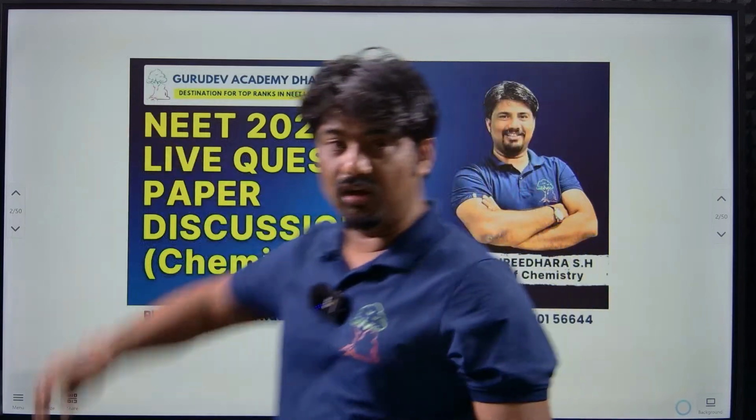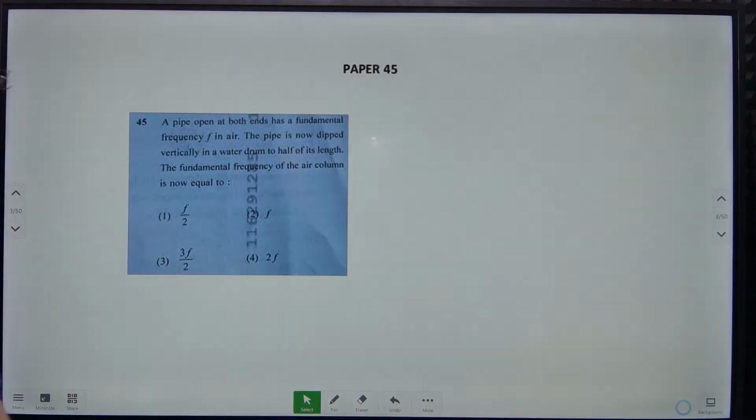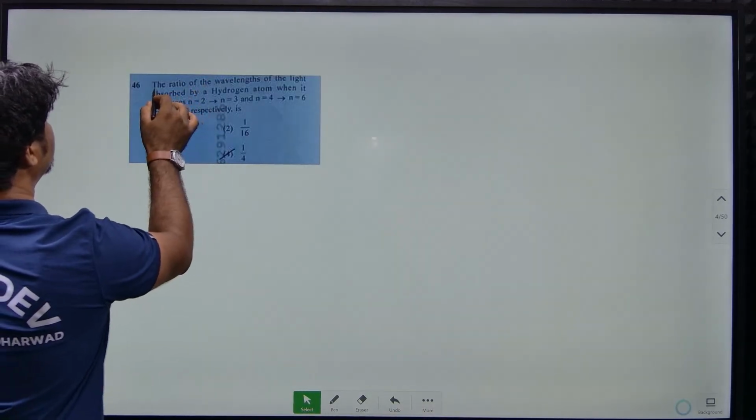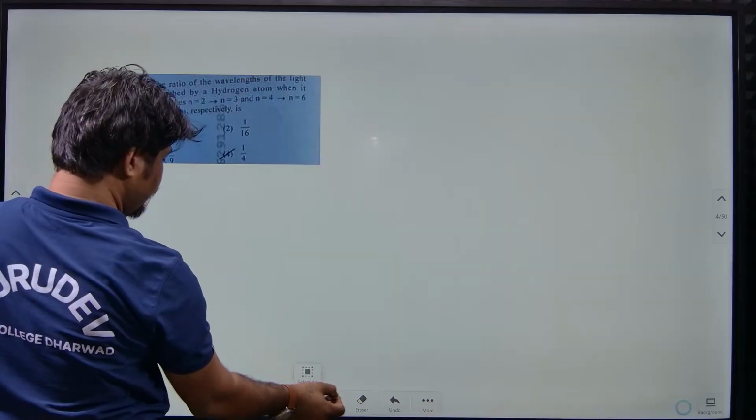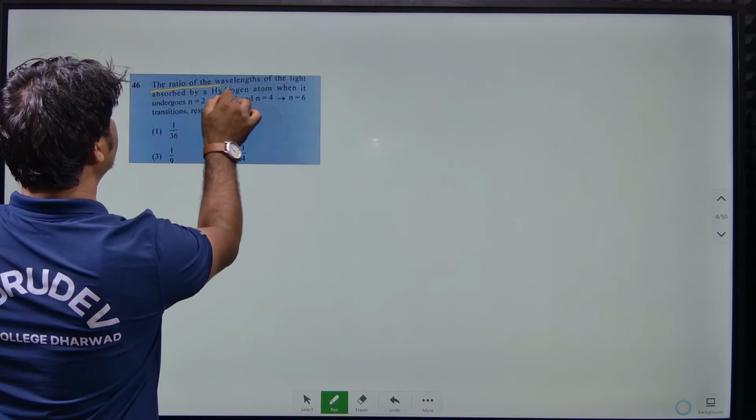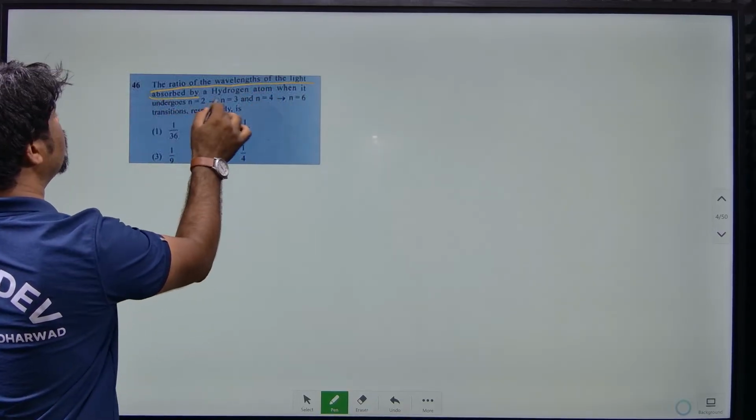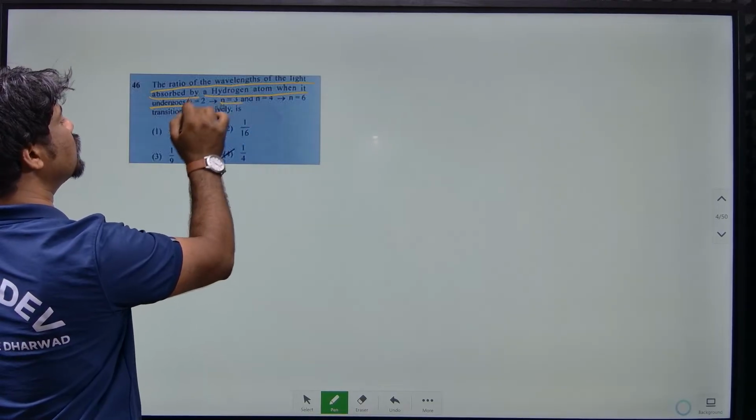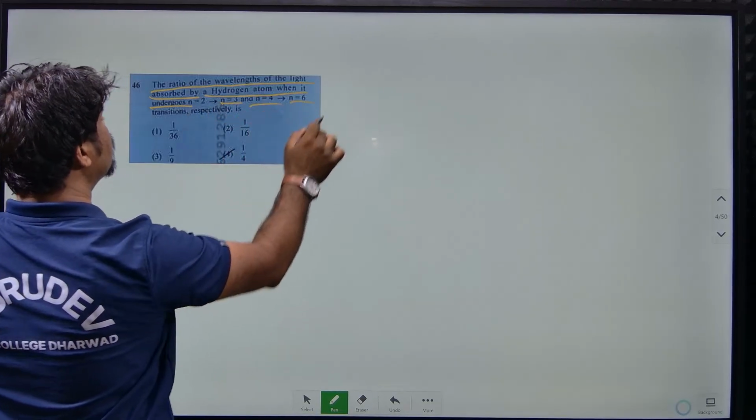Well, dear all, come to the first question, question number 46. The ratio of the wavelength of the light observed by a hydrogen atom when it undergoes transitions n = 2 to n = 3 and n = 4 to n = 6, respectively.